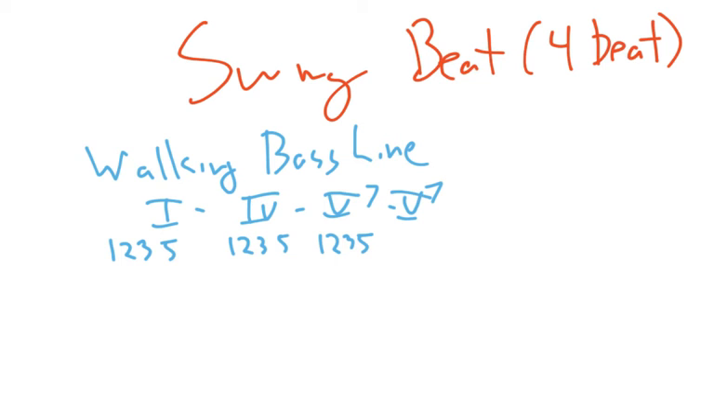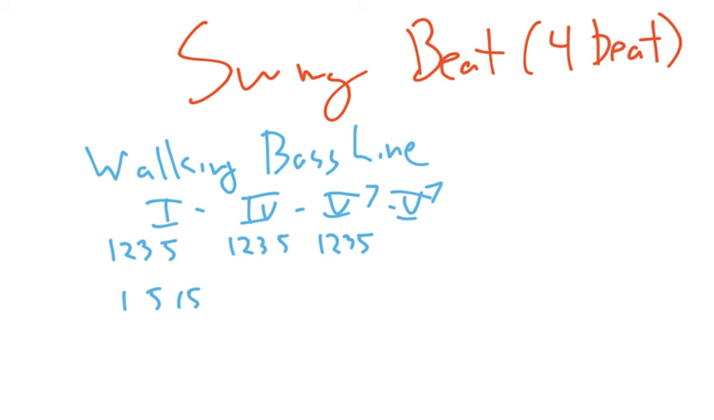So that's kind of the idea of what we're doing. Another one that you can do is you can just do root fifth. So these are two really basic examples of how you can do a straightforward walking bass line.